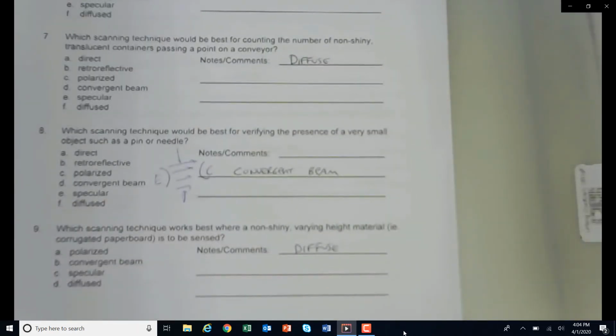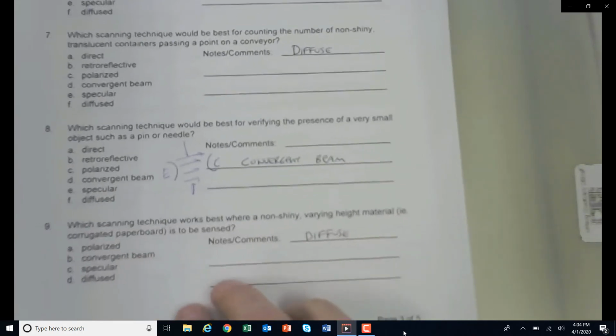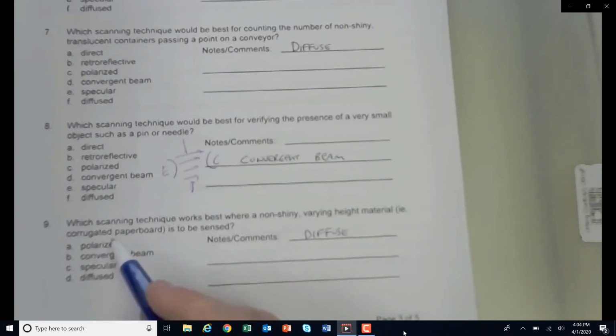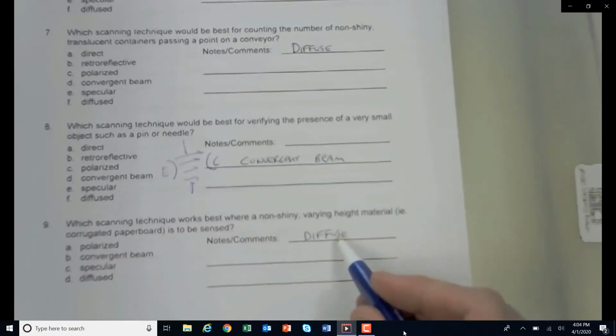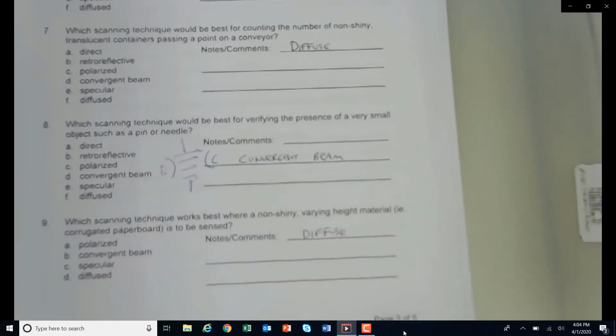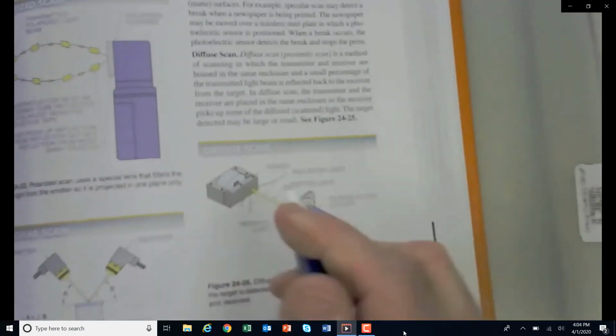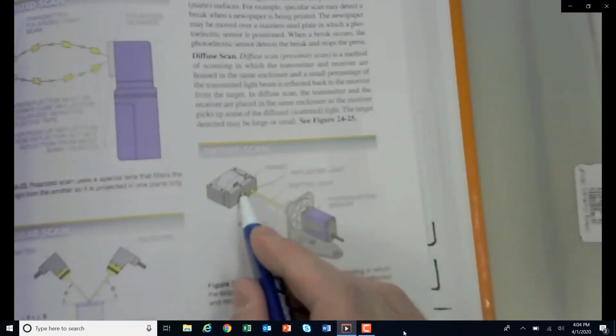And which scanning technique works best where there's a non-shiny, varying height material, such as corrugated paperboard? Now this is an interesting one. You might have to try a few different ones here, but based on the ones I have here, I'm thinking maybe diffuse would work, because that cardboard's going to come through, and it's going to kind of bounce all over. And if you look in the book here, they've got this with some bumps on it.